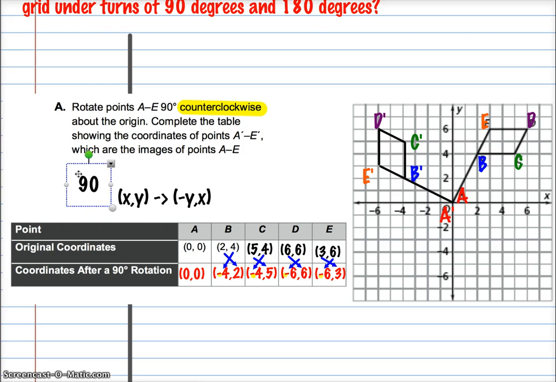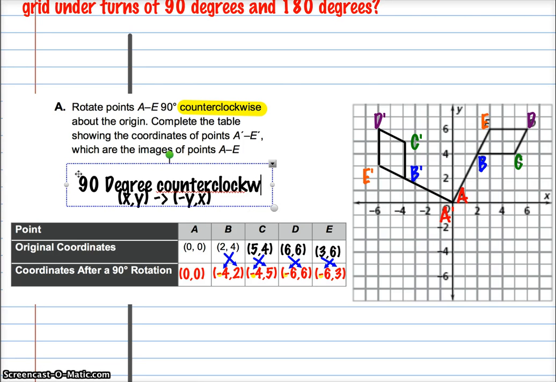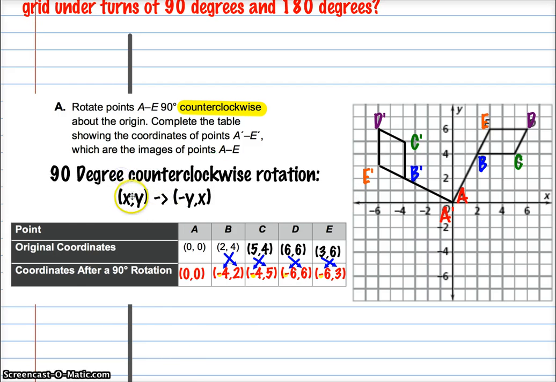So a 90 degree counterclockwise rotation, and there's your rule. Okay, that's what it is.